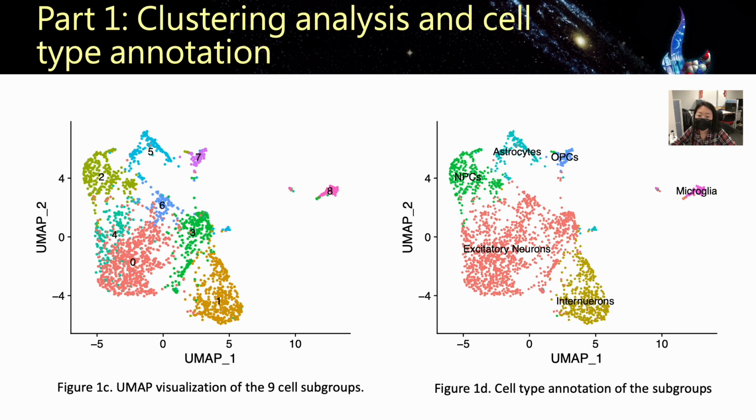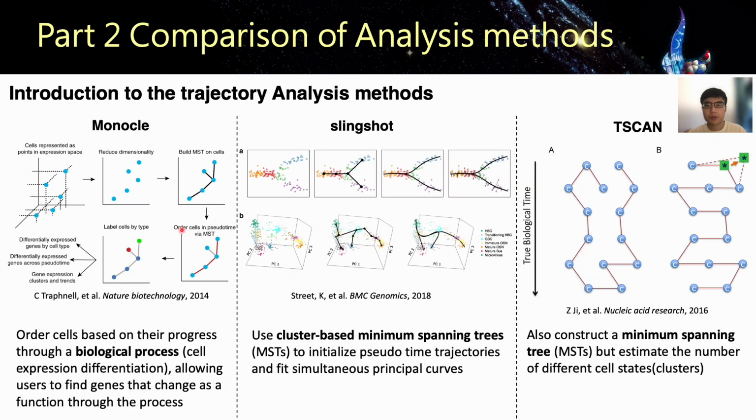We then annotated the cell clusters shown in Figure 1d. Since some cell clusters shared the same set of marker genes, we grouped them into one cell type. For example, clusters 0, 3, 4, and 6 were annotated as excitatory neurons. Now I'm going to introduce 3 common trajectory analysis methods and select the one that has the best performance.